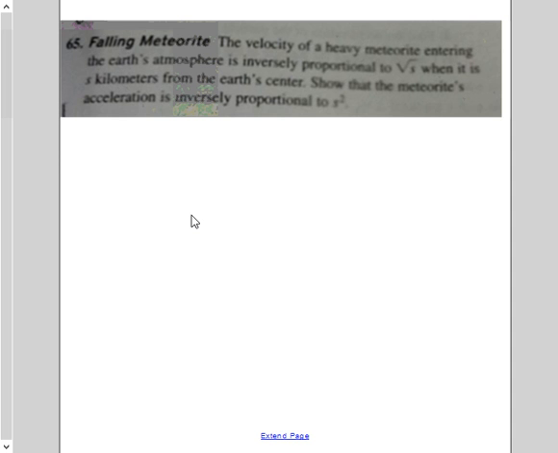So here's number 65. Now, here's what they're trying to get us to think about. They're telling us that the velocity of some object falling to Earth is inversely proportional. This is what we did in class, inversely proportional to the square root of s. Okay, so now here's the thinking they want us to do.